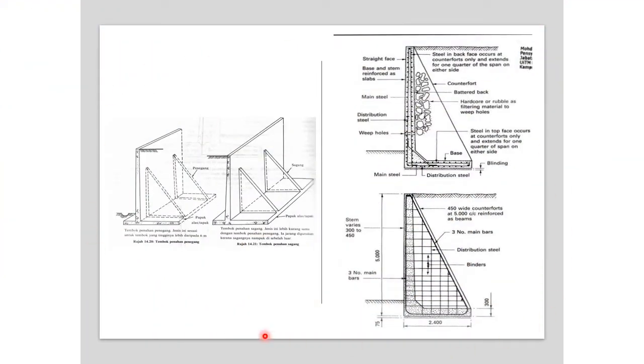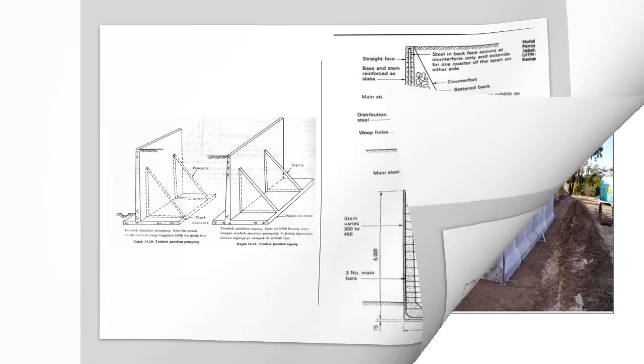This is the typical cross-section area of counterfort or buttress wall. Actually, dia lebih kurang sama lah macam cantilever wall, it's just that dia ada this counterfort. Okay, dekat bahagian belakang tempat retain material tu ada this counterfort.